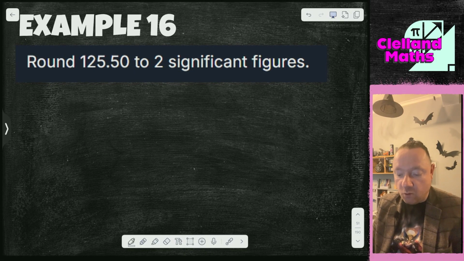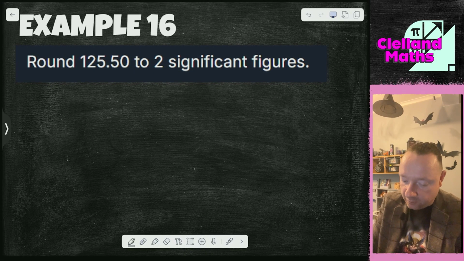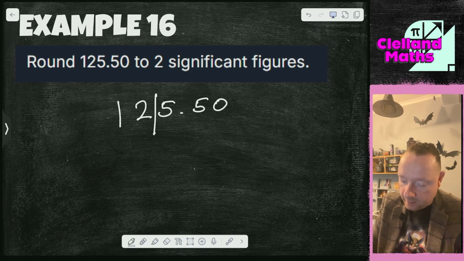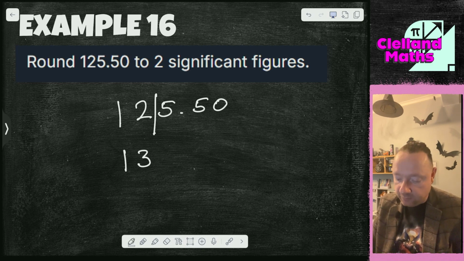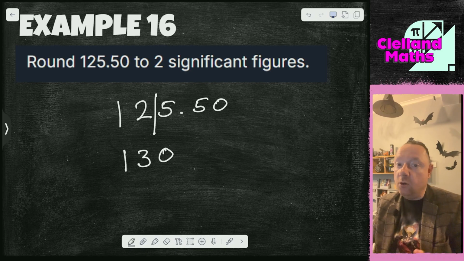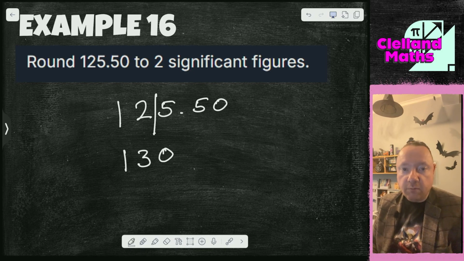Example 16, round 125.50 to two significant figures, 125.50. 1, 2 means here. So I've got 1. 5 rounds the 2 up to 3, but I need to then fill in some zeros to get to the point, 130. You don't write 130.0, 130.